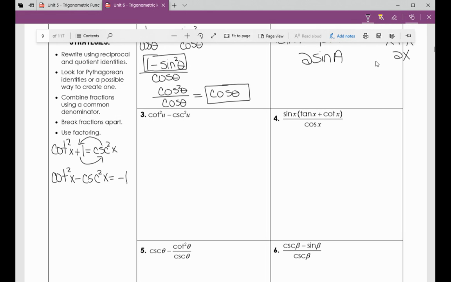Now, if you can't think of anything else to do, turn everything to sines and cosines. Well, cotangent is cosine square over sine square.